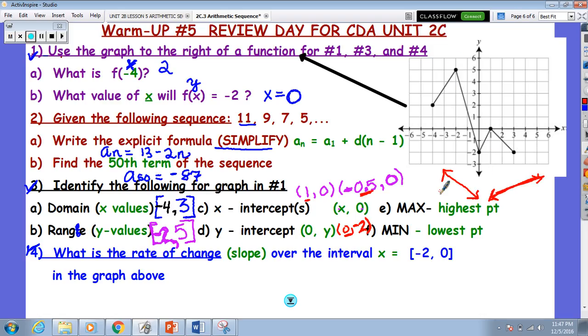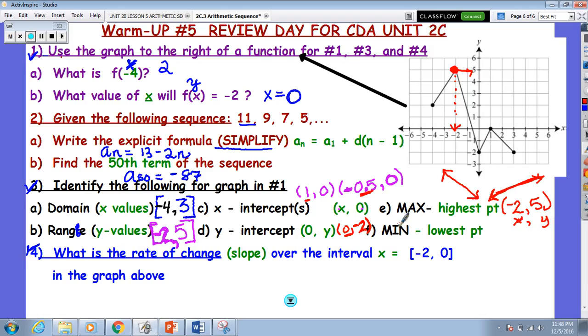So the maximum point would be the highest point on this graph, which means everything else is below this point. This point up here would be my maximum point. It is the highest point on my zigzag line. So what is the x and the y value at this point? The x value is -2 and the y value is 5. So I simply write those together. The x value needs to go first and then the y value. X and then y. Okay?